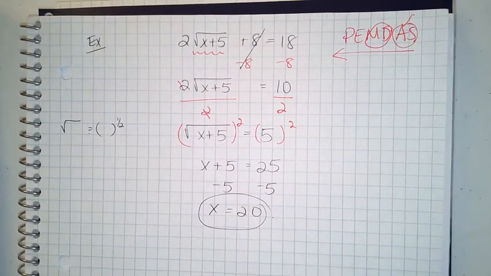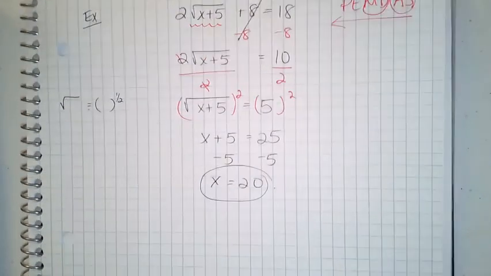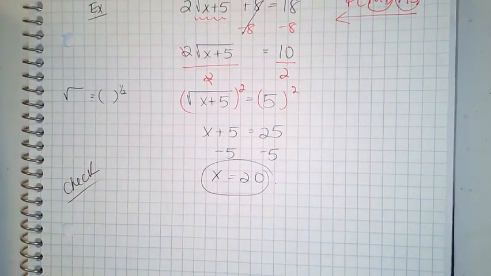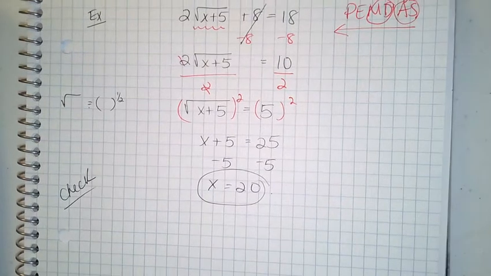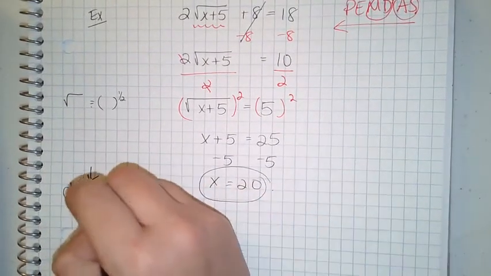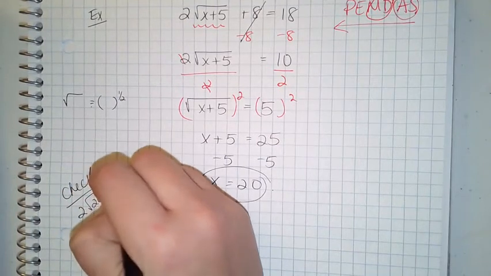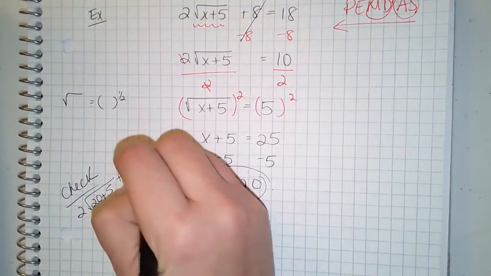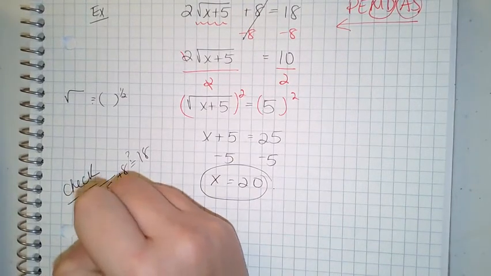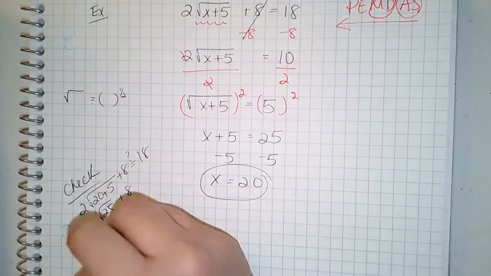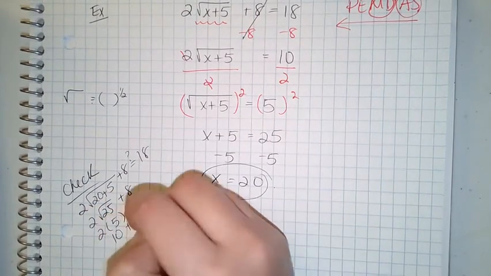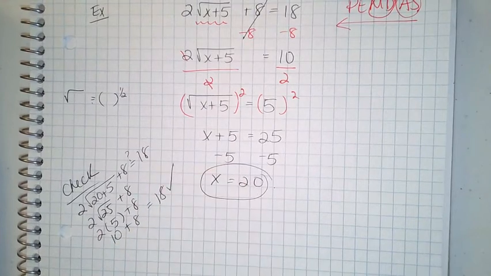I'm just going to make sure by checking my work in my original problem. And you can kind of do it off to the side. It doesn't have to be super detailed or anything. So we have 2 root 20 plus 5, plus 8, and we're going to see if that gives me 18. Well, that's 2 root 25 plus 8. That's 2 times 5 plus 8. And that's 10 plus 8, which, why, yes, it does work.